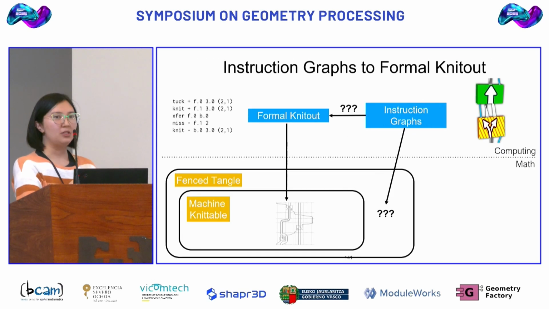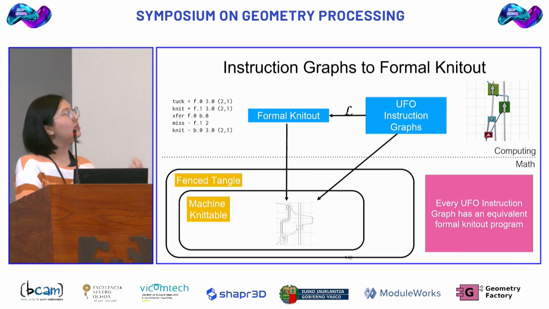But it turns out the opposite direction is quite complicated, because it's quite trivial to construct some graph that makes something that just cannot be machine knit. However, by staring very hard at the class of machine knittable instruction graphs, we noticed that given a certain set of graph embedding properties, we can prove that every instruction graph that we call UFO will have an equivalent formal knit out program.